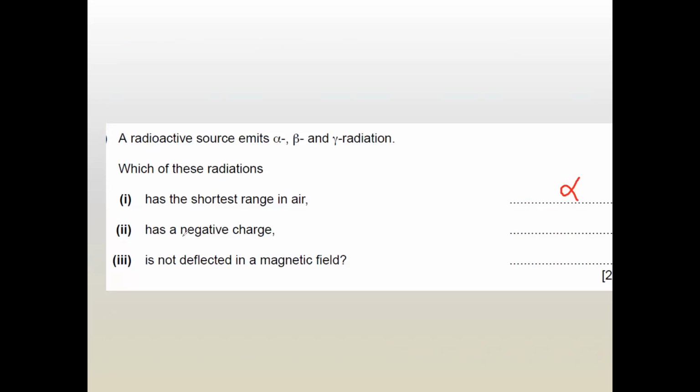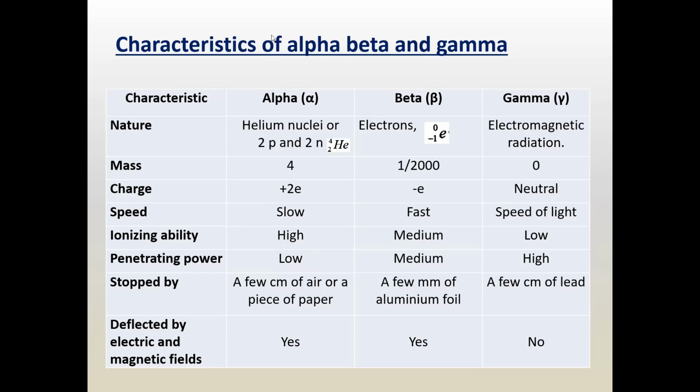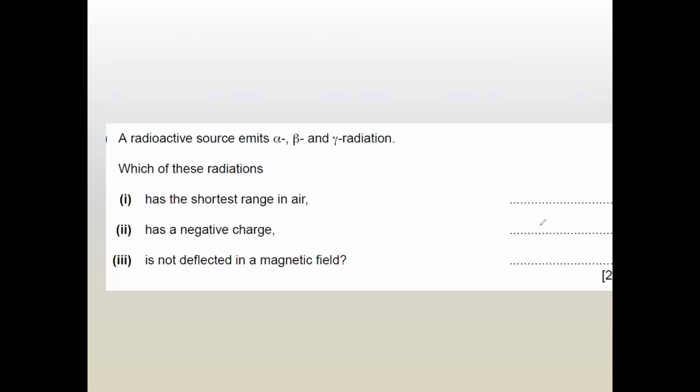Then which has a negative charge? Again, if you check the table, what is the charge of alpha? Alpha is positively charged. Beta is negatively charged and gamma is a neutral one. So the question is, which one has a negative charge? The answer is beta.